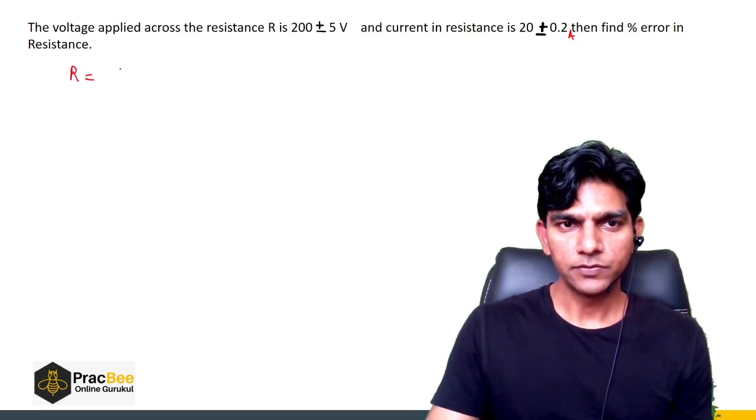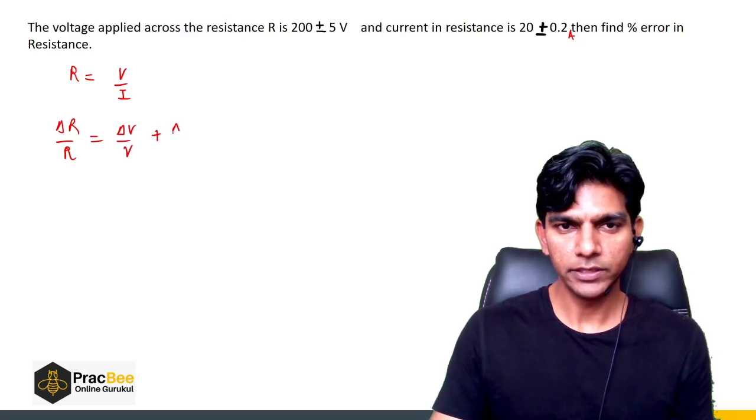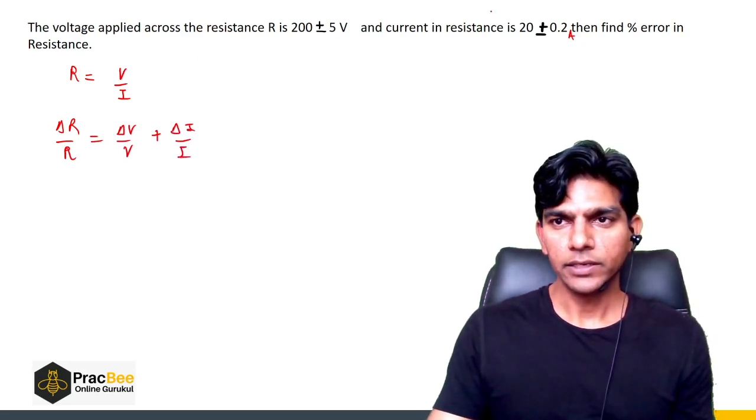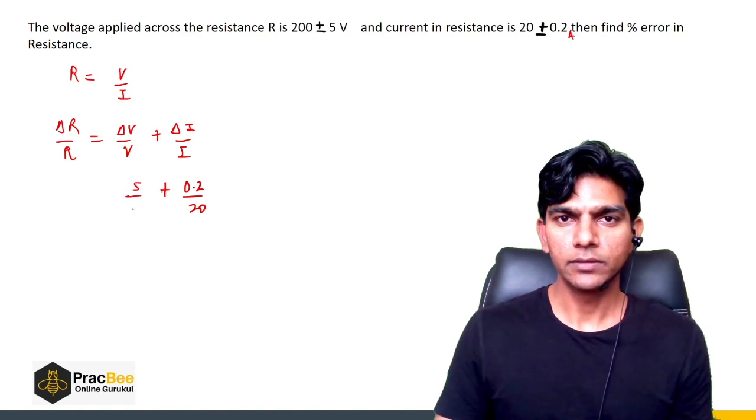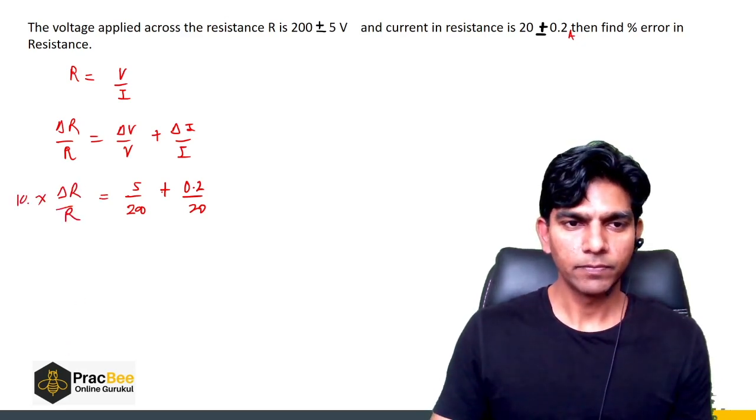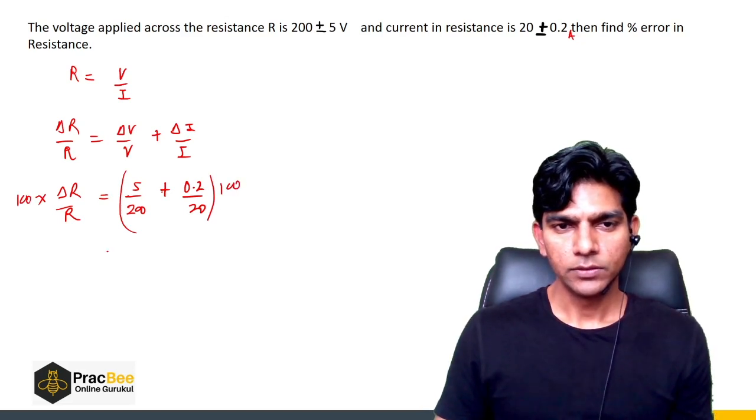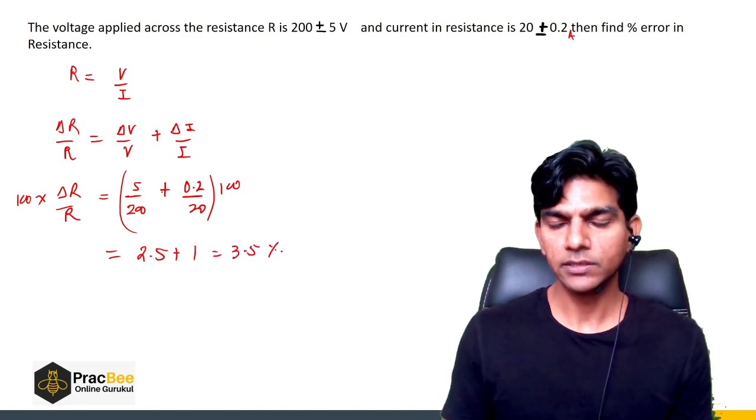So we know that resistance is V by I. So to find the percentage error, the relative error in R will be the sum of the relative errors in voltage and current. Now delta I is 0.2 and I is 20, and delta V is 5 and V is 200. Now that is the relative error in the resistance. If I multiply this with 100, we will get the percentage error. So this comes out to be how much? It will be 2.5 plus 1. So 3.5% is the answer.